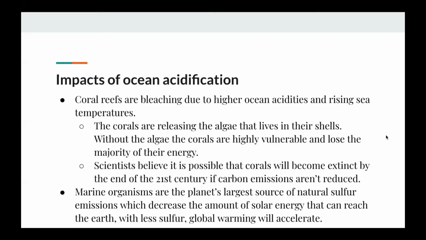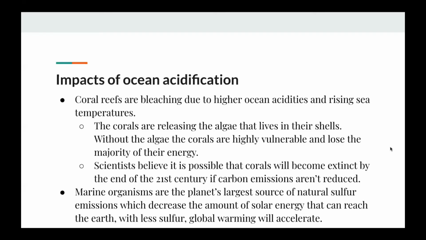So some more impacts of ocean acidification. Coral reefs are bleaching because of the higher ocean acidities and rising sea temperatures. And the corals are releasing the algae that lives in their shells, and without the algae, the corals are highly vulnerable and lose the majority of their energy. And the algae provides stability and movement for the corals.